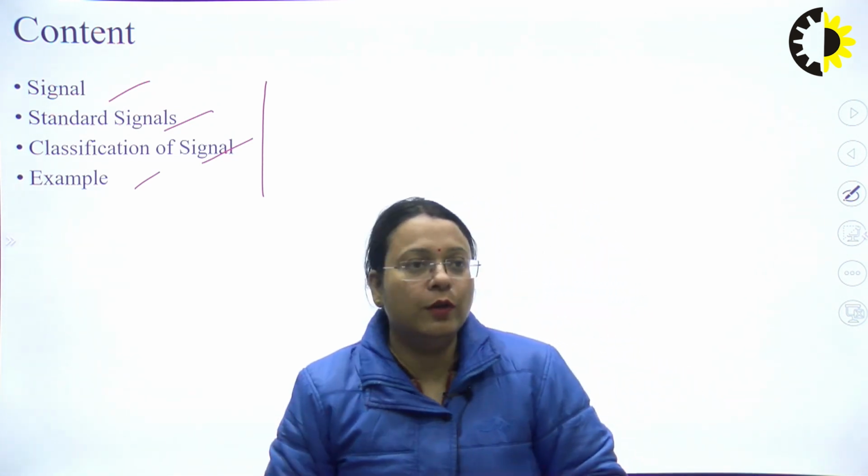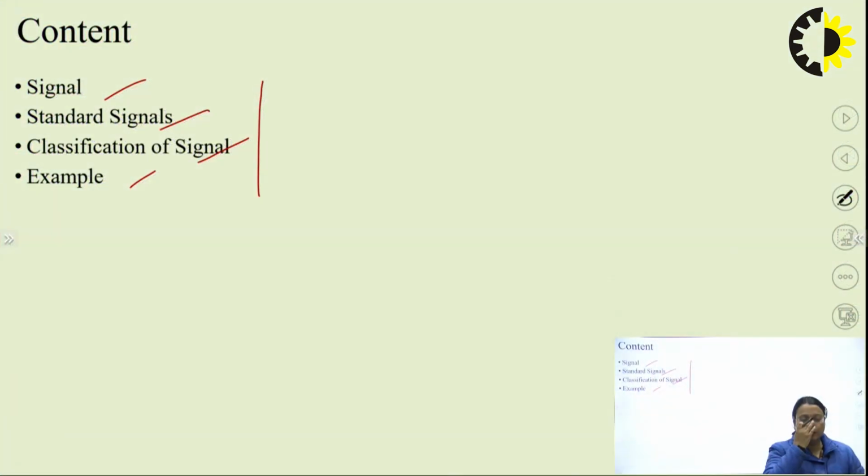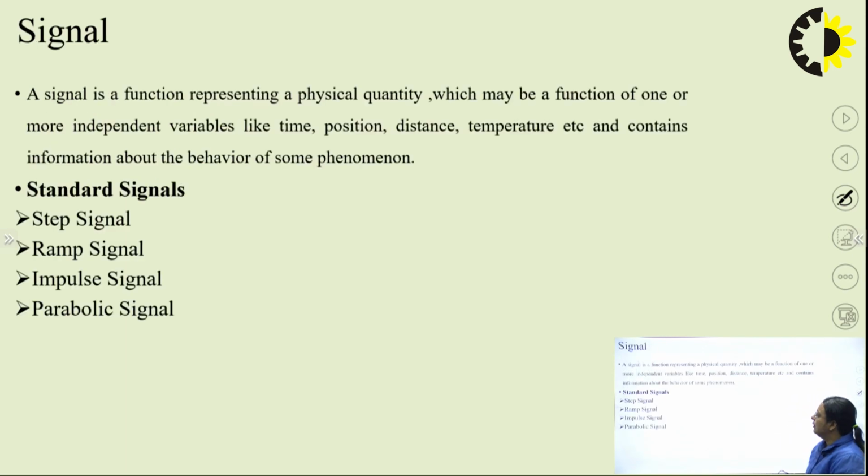As we know, most of the signals are dependent upon science, and the concept of signals arises in a wide variety of fields of science and technology, such as communication, circuit design, etc. We can define a signal as a function representing a physical quantity, which may be a function of one or more independent variables like time, position, distance and temperature, etc. And these signals contain information about the behavior or the nature of some other phenomena.